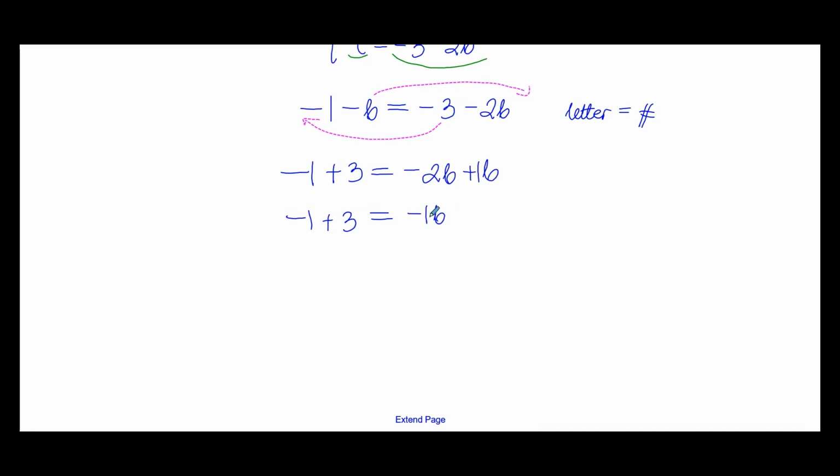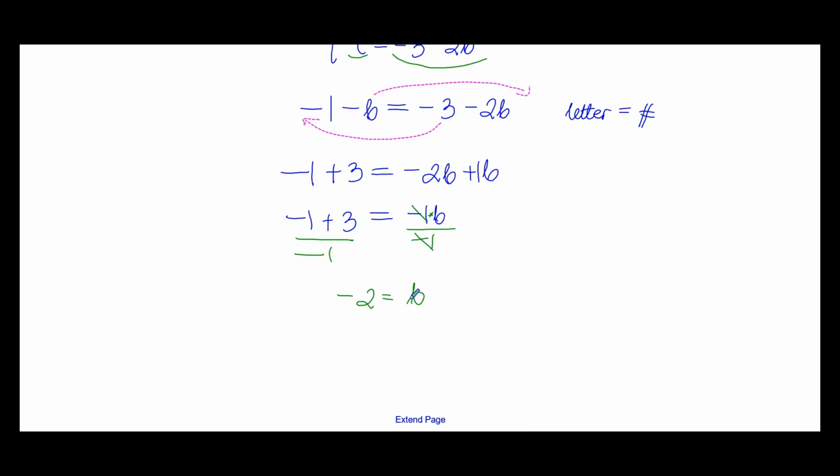Now, the next thing is I don't want -1b. I want b. So what do I do? I divide or multiply both sides by -1. Makes no difference. It will have the same result. So again, when we put the other side in our calculator, -1 + 3 divided by -1, and we press equal, we get -2. So -2 is our value of b.